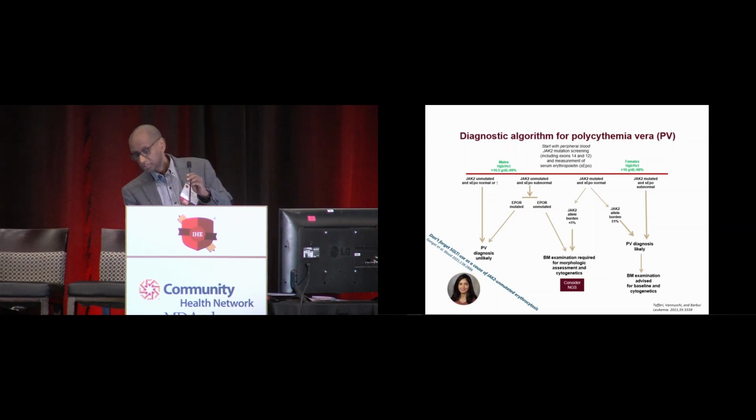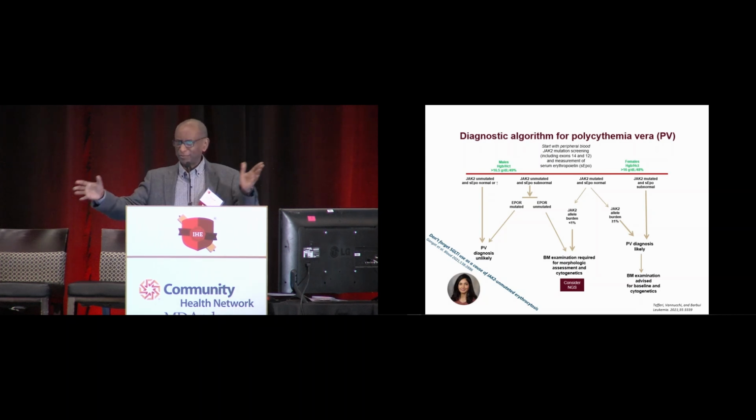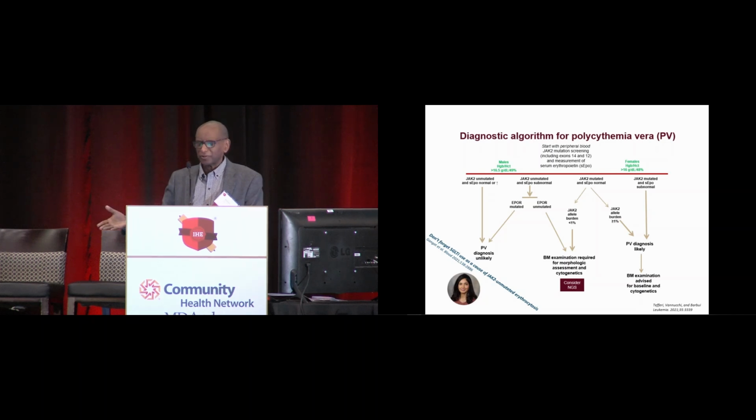Polycythemia vera diagnosis is not as hard as anything. It's very simple. You got a JAK2 and the hemoglobin is up, it's PV. What do you want from me? Do you need a bone marrow? No, you don't.